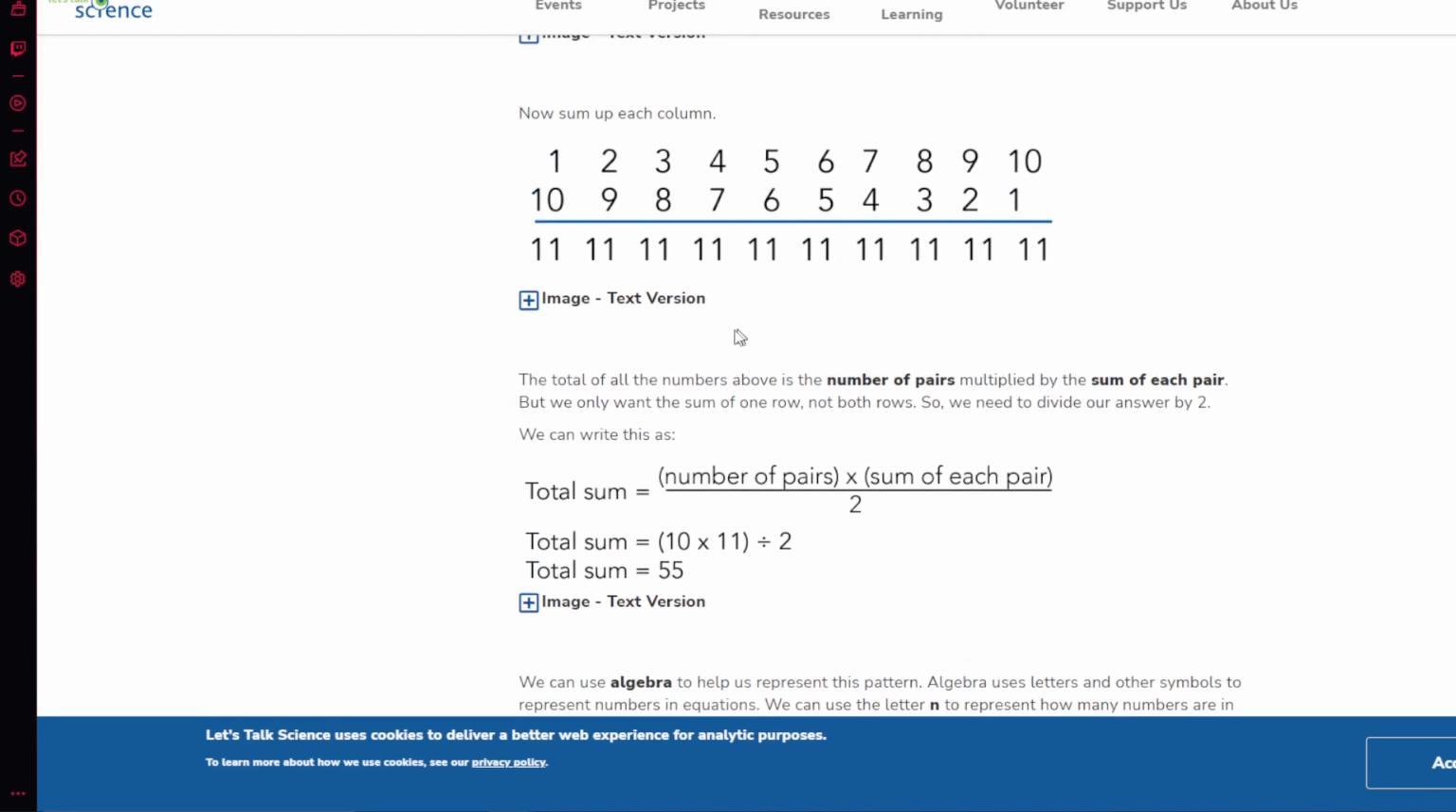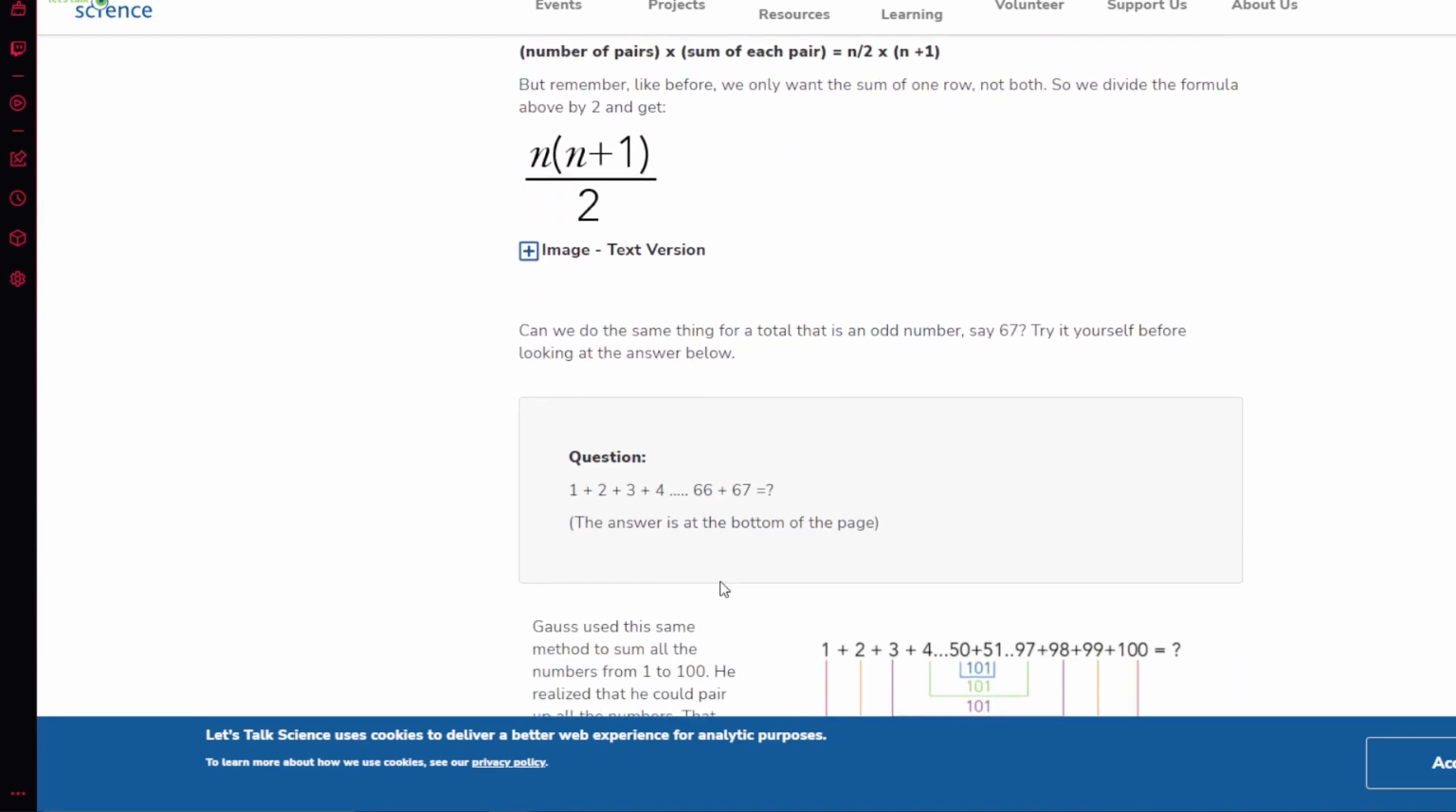And you can see that right here. So the sum of each pair right here equals 11. So it's just the last number plus the first number, and it's 1 plus whatever. That's 11. That's the sum of each pair. And the total number of pairs is going to be the total number of numbers. So 1, 2, 3, 4, 5, 6, 7, 8, 9, 10. So n plus 1 times n divided by 2 gives you the number.